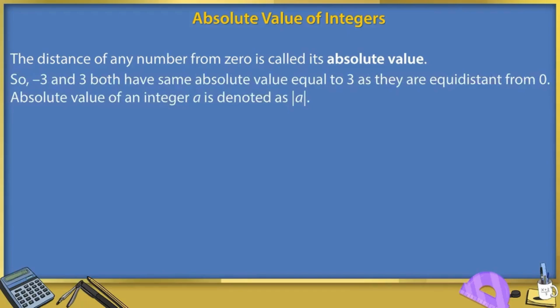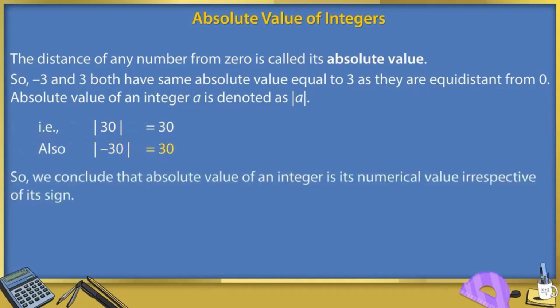Absolute value of an integer a is denoted as |a|, that is, the absolute value of 30 is equal to 30. Also, the absolute value of -30 is equal to 30. So we conclude that the absolute value of an integer is its numerical value irrespective of its sign.